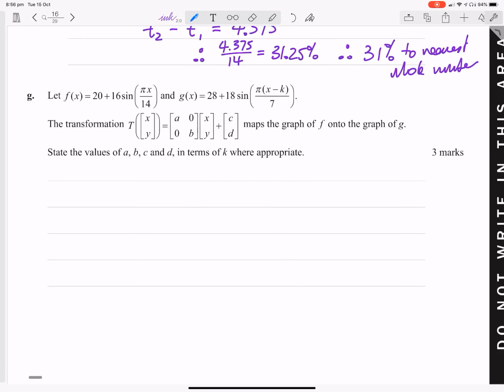Alright. That maps a graph of that onto that. State the values of a, b, and c where appropriate. Okay, so I'm thinking the dilation factor occurs first. So if we want to go from 16 to 18, we've got to multiply it by 18 on 16, which is 9 on 8.